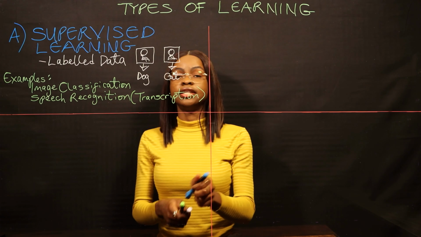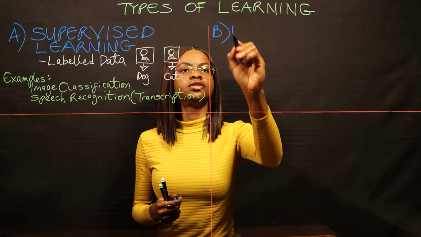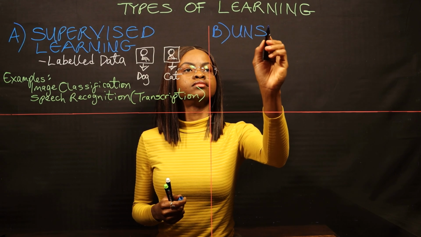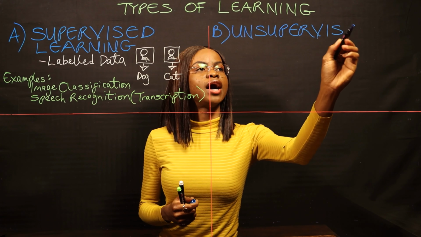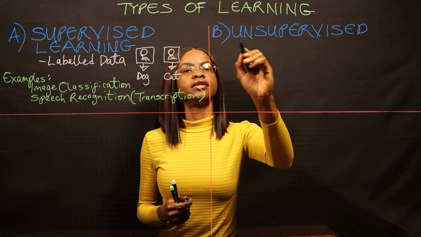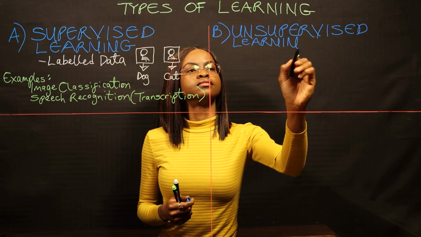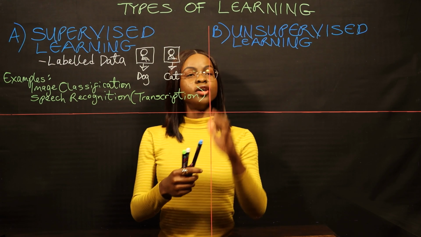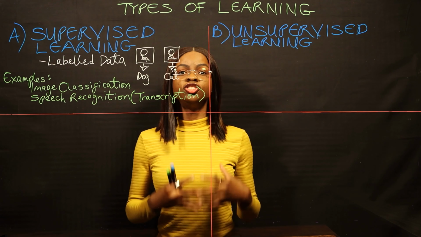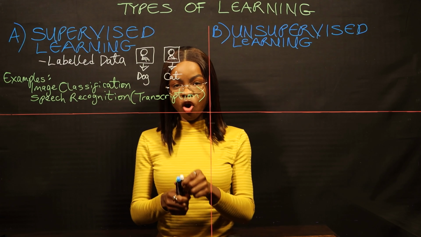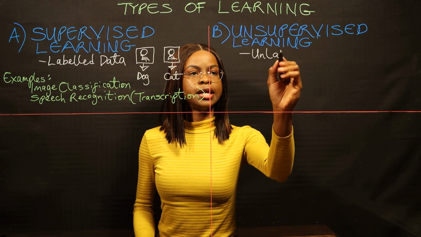So let's go to the next type of learning, which is unsupervised learning. Unsupervised learning, on the other hand, involves training the model with unlabeled data.